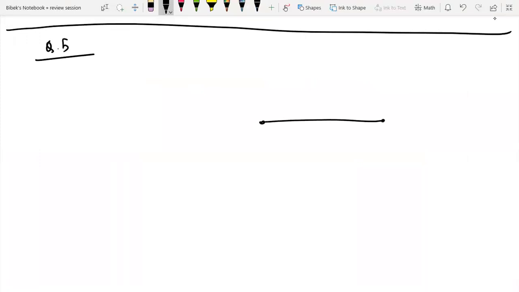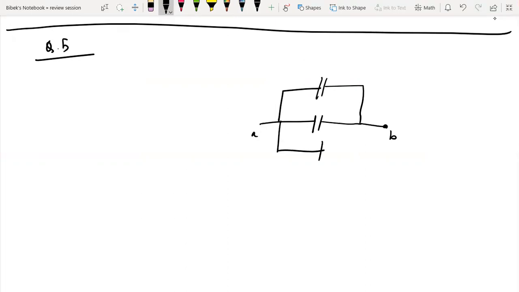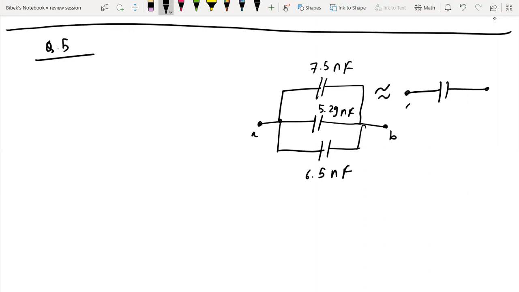So let me draw the circuit, A, B. This is a capacitor, here's another one, and you have another one here. This is 7.5 nanofarad, 5.29 nanofarad, and this is 6.5 nanofarad. You can convert this circuit into its equivalent, like I did for the resistors. All these three are in parallel.